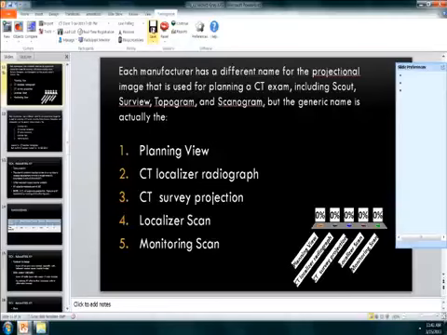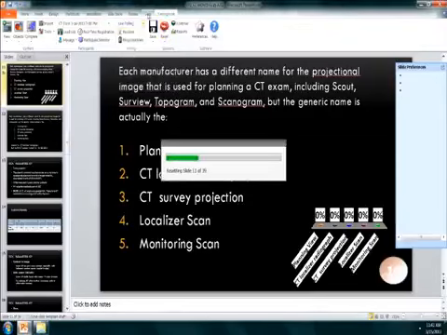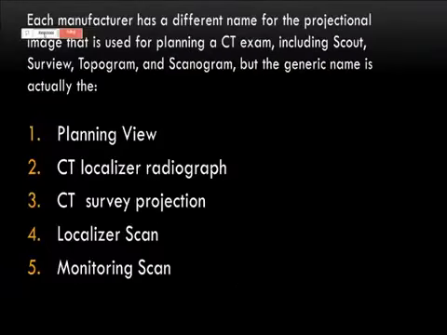So each manufacturer has a different name for the projectional image that is used for planning the CT exam, including Scout, SurView, Topogram, Scanogram. But the generic name is actually the planning view, the CT localizer radiograph, the CT survey projection, the localizer scan, or the monitoring scan.